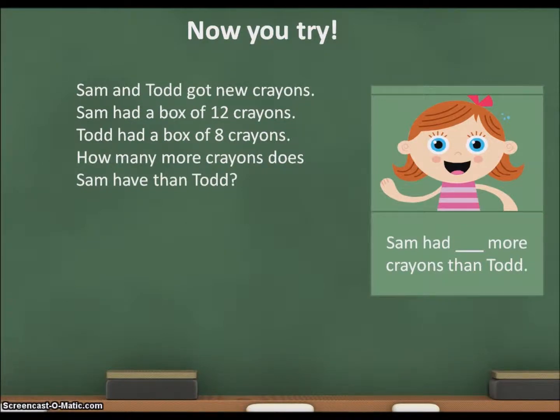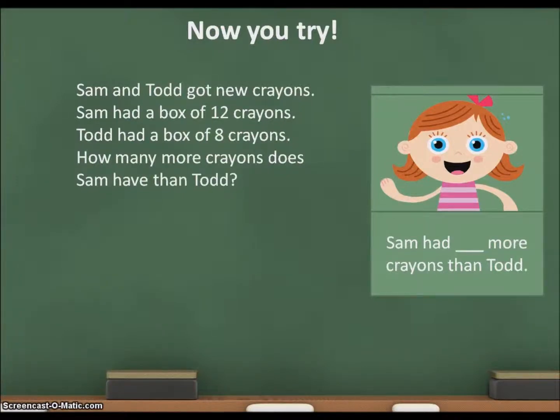Sam and Todd got new crayons. Sam had a box of 12 crayons. Todd had a box of 8 crayons. How many more crayons does Sam have than Todd? Now that you have heard the problem, find the important information and use your virtual manipulatives to model the problem. Pause the video now to work. Press play when you are ready to check.